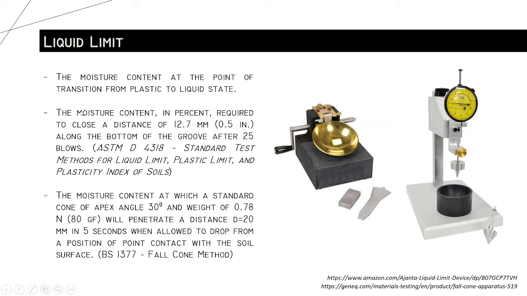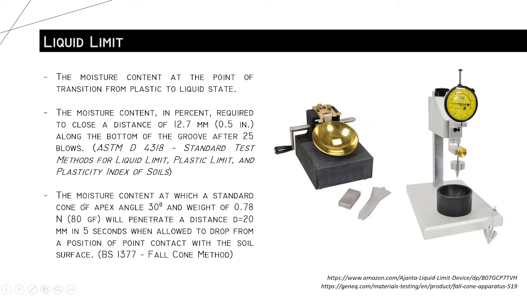So there are two methods in determining the liquid limit. First is the use of ASTM D 4318, or the standard test methods for liquid limit, plastic limit, and plasticity index of soils. So this uses the cup device or the Casagrande liquid limit device. In this method, the liquid limit is the moisture content in percent required to close a distance of 12.7 mm or half an inch along the bottom of the groove after 25 blows.